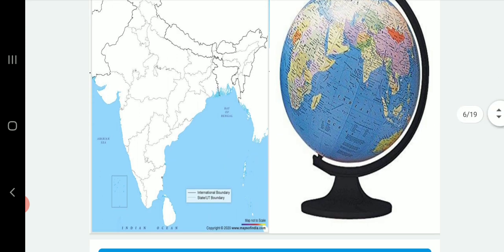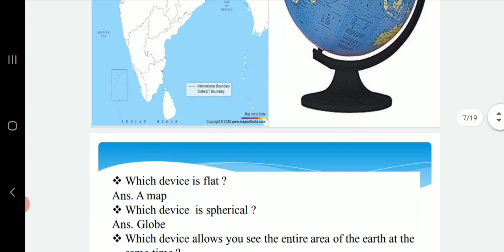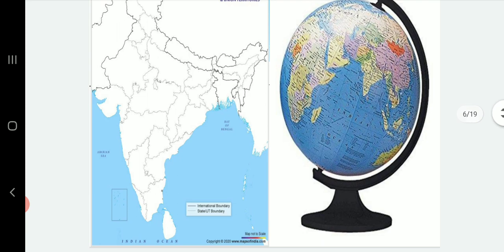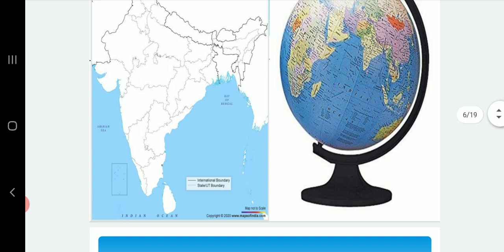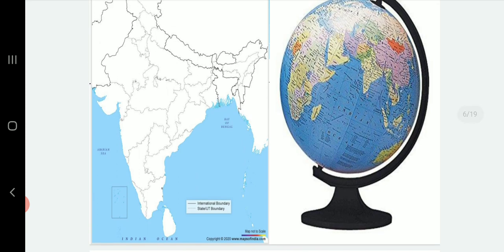Shall we start? I'll ask some questions to you about this map and globe. Observe it, okay? First one is, which device is flat? Which device is flat here in these 2 pictures? Yes, that is the map, okay? Which device is spherical? Tell me which device is spherical? A globe is spherical in shape, okay?